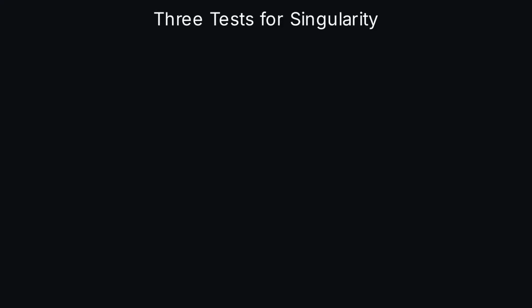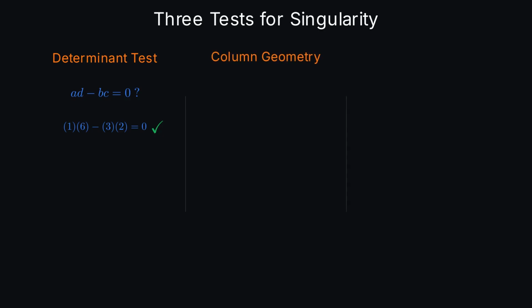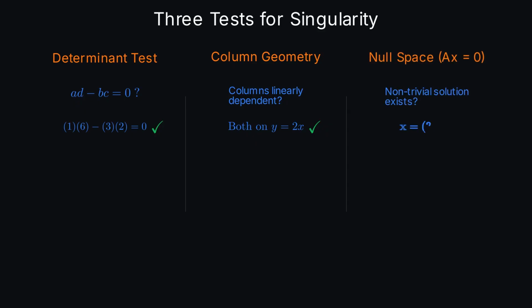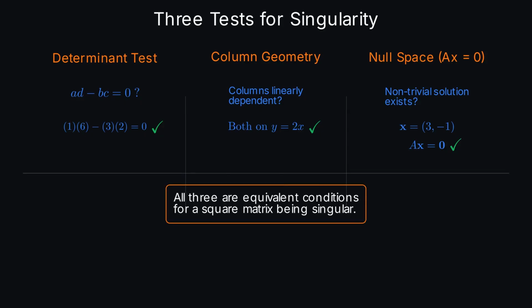We've now seen 3 different lenses on the same truth. First, the determinant test, ad minus bc equals 0. For our matrix, 1 times 6 minus 3 times 2 equals 0. Check. Second, column geometry. Both columns lie on the same line. The columns are proportional. Both sit on the line y equals 2x. Check. Third, the null space. The vector x equals (3, -1) gives Ax equals 0. A non-trivial solution exists. Check. All 3 are equivalent conditions for a square matrix being singular.